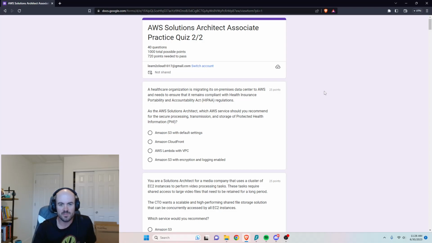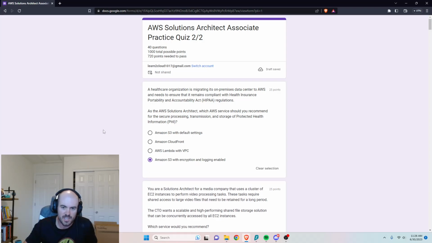So that leaves us with option D, which is S3 with encryption and logging enabled, which makes sense to me because encryption obviously is going to keep things nice and secure, and then logging will allow you to see what kind of access is being given to your information, and if there's any changes or any of that nature. So I'm going to go with option D here.